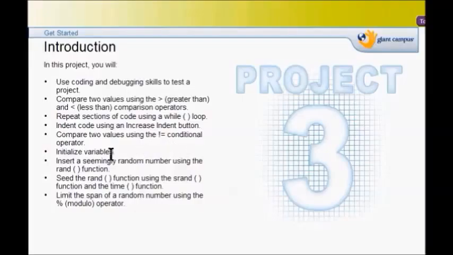Of course, we're going to go through initializing variables. And we're going to create a rand function to use a random number, which is not really random, but we'll get into that. We're going to seed the random function. And we're going to limit its span by using the percent operator, also called the Modulo Operator.